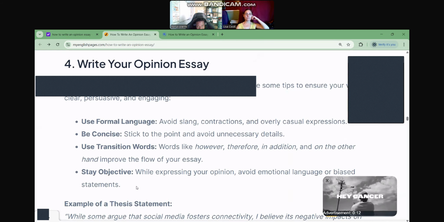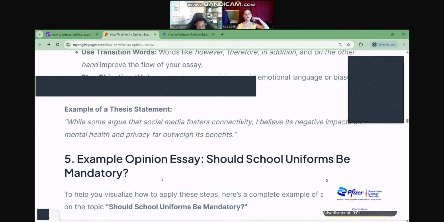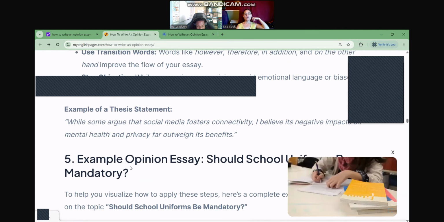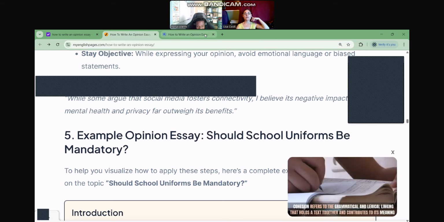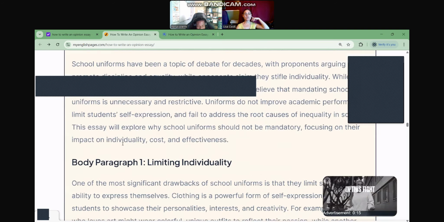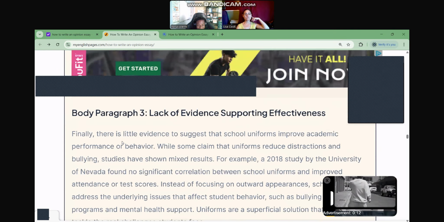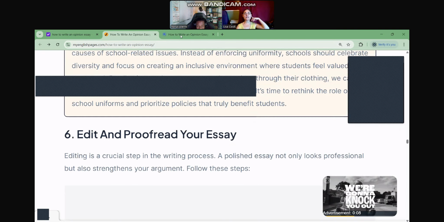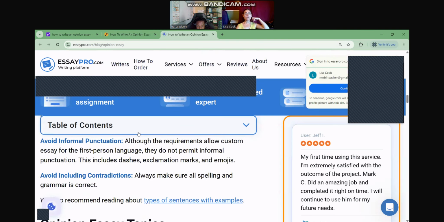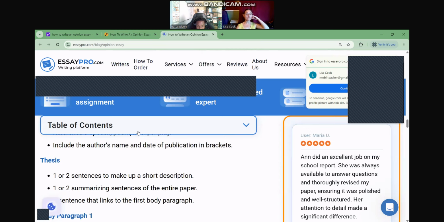Look at that. That's kind of, be concise, use transitional words, stay objective. Here is an example opinion. They both provide examples, don't they? Edit and proofread your essay. What was the last step here?